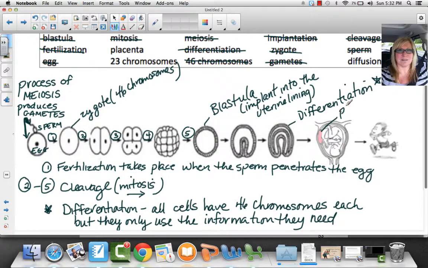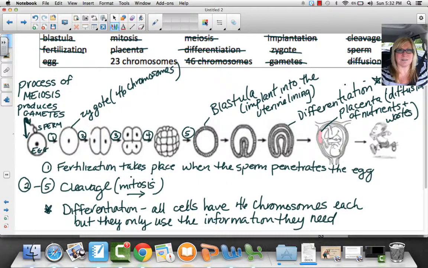So that's the placenta. And what happens is the diffusion of nutrients and waste across the placenta and then through the umbilical cord to the baby. So we got diffusion. It's moving from an area of high concentration to an area of low concentration. So the only one we didn't use was 23 chromosomes.